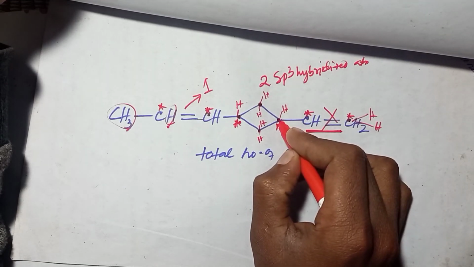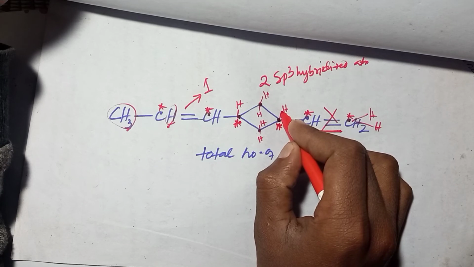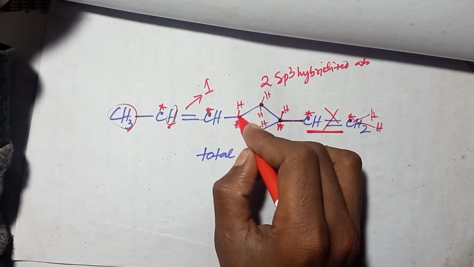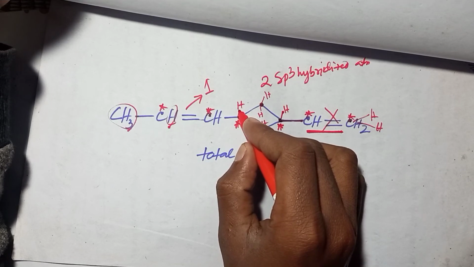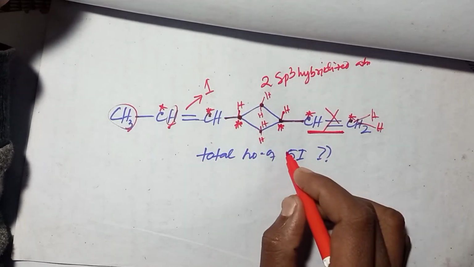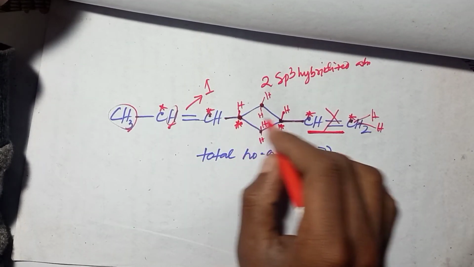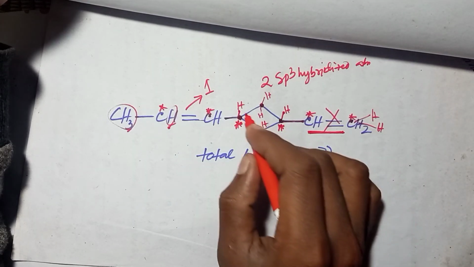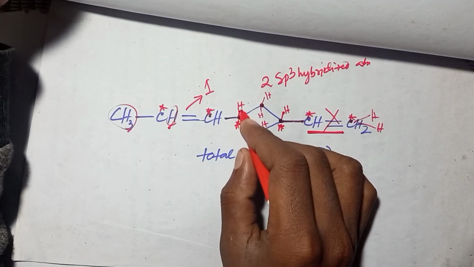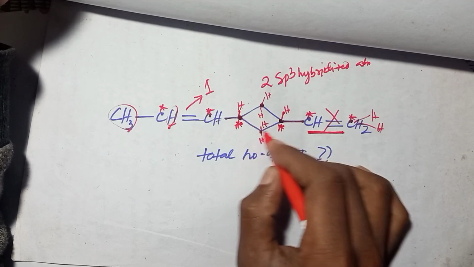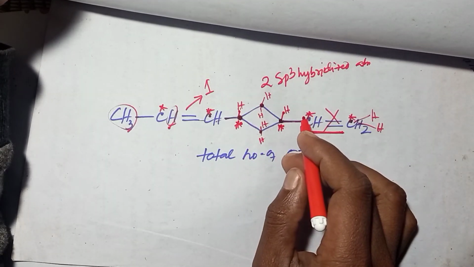and this carbon is connected to 2 different groups. This one is hydrogen and this one is another group. Similarly, this sp3 hybridized atom is also connected to 2 different groups. This one is hydrogen and this one is another group. So this ring contains 2 sp3 hybridized atoms, and each is connected to different groups. So this ring will show geometrical isomerism.